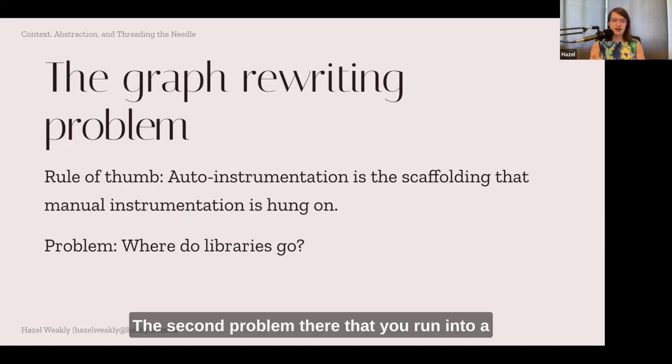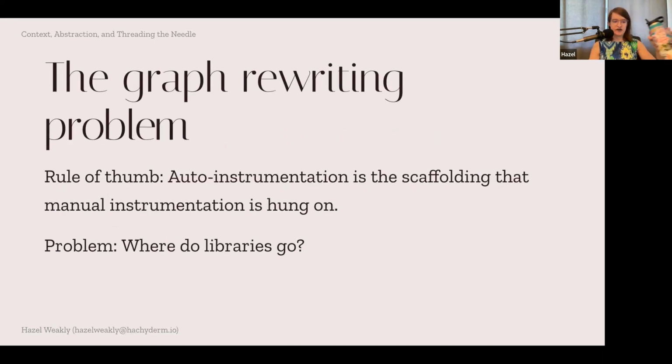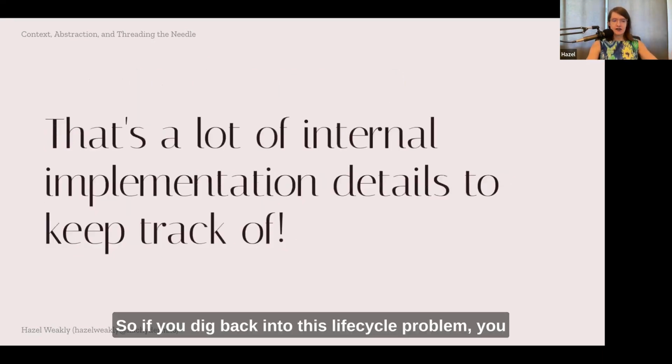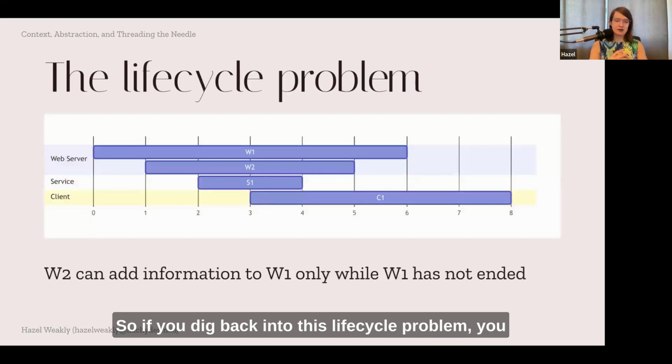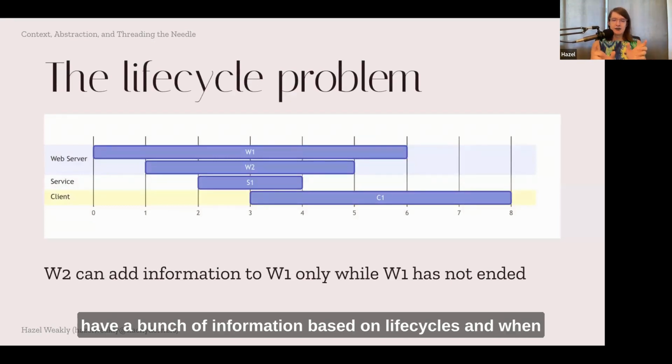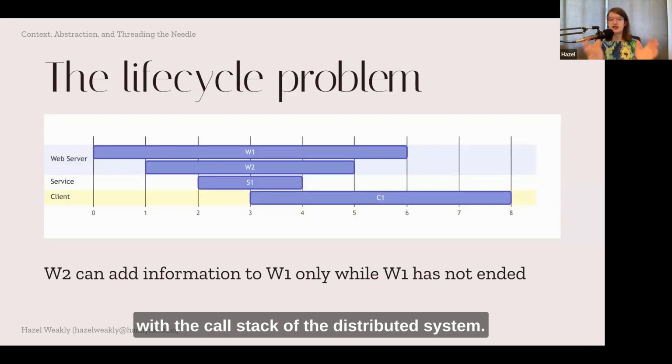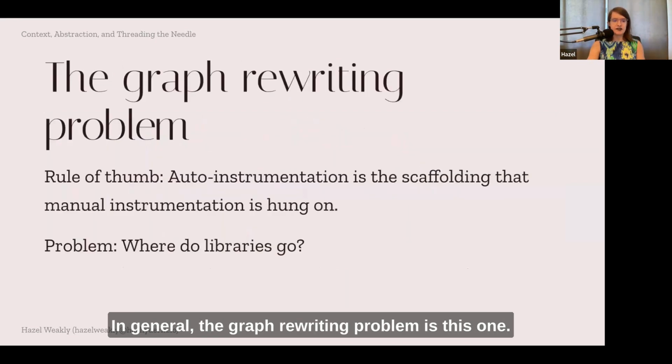The second problem that you run into a lot is what I call the graph rewriting problem. So we dig back into this lifecycle problem. You have a bunch of information based on life cycles and when you make spans, when spans end, and how that interfaces with the call stack of the distributed system in general. The graph rewriting problem is this one.